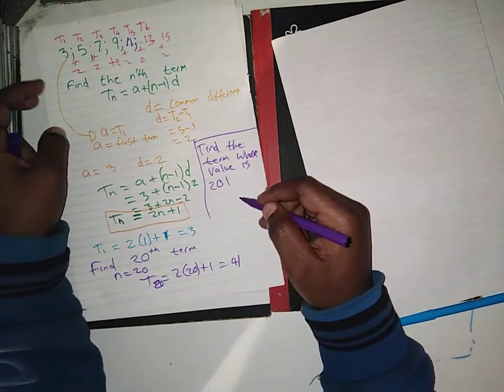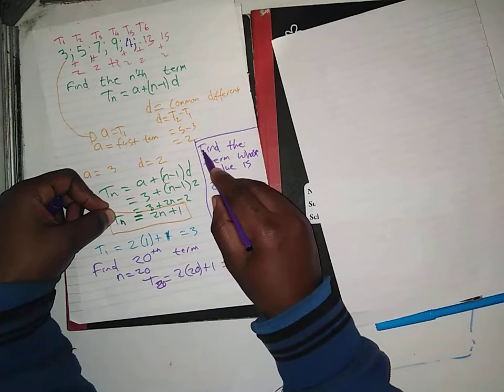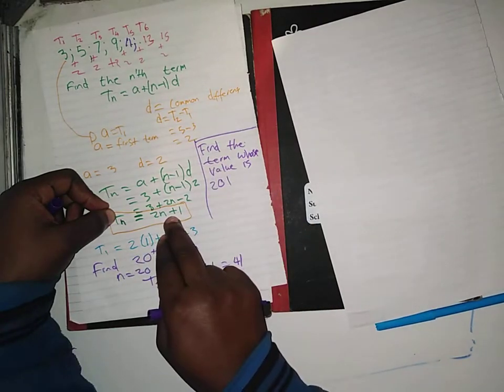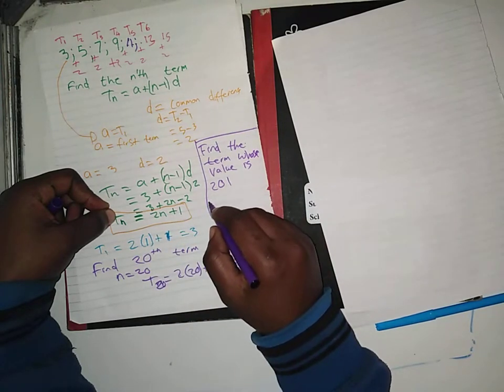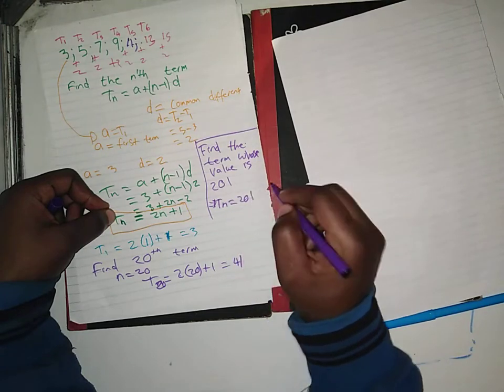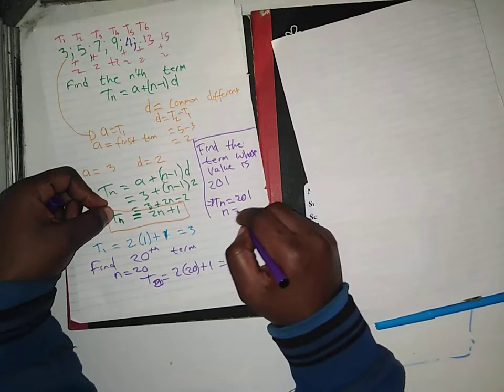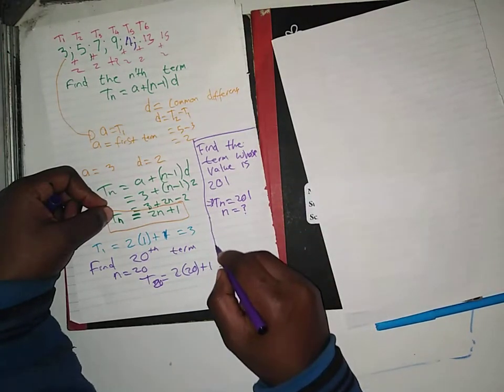We already have our generating equation. We've got an equation that generates our sequence, but now we are being told that there is a number which is 201. So in this case, that means that Tn is equal to 201, but now our n is what we do not know. We do not know which term gave us 201. So how do we find this out?